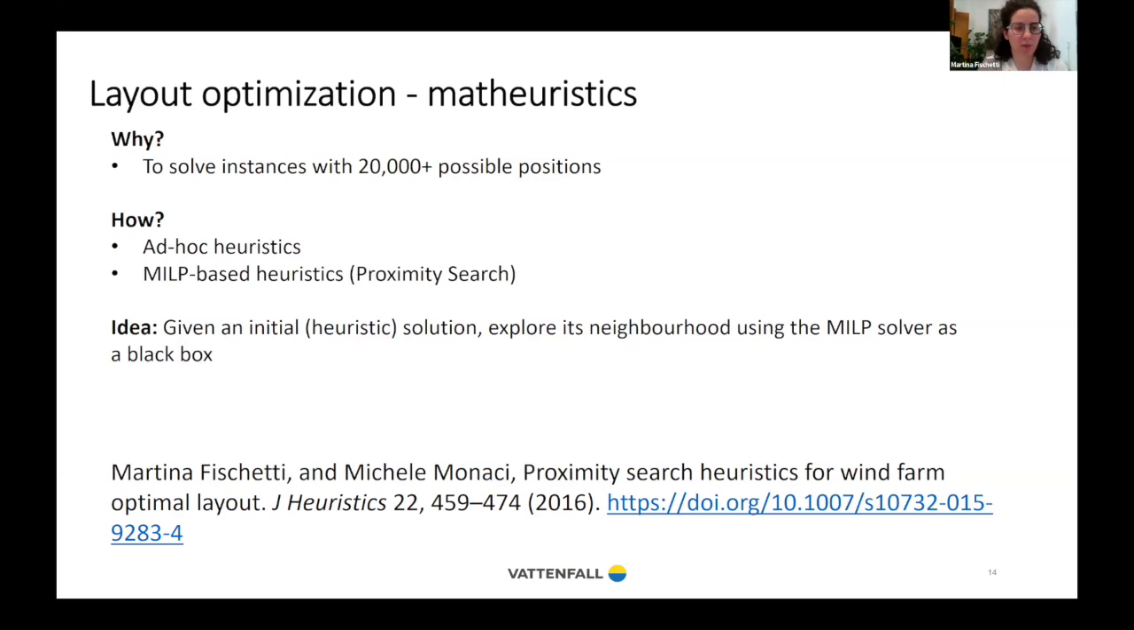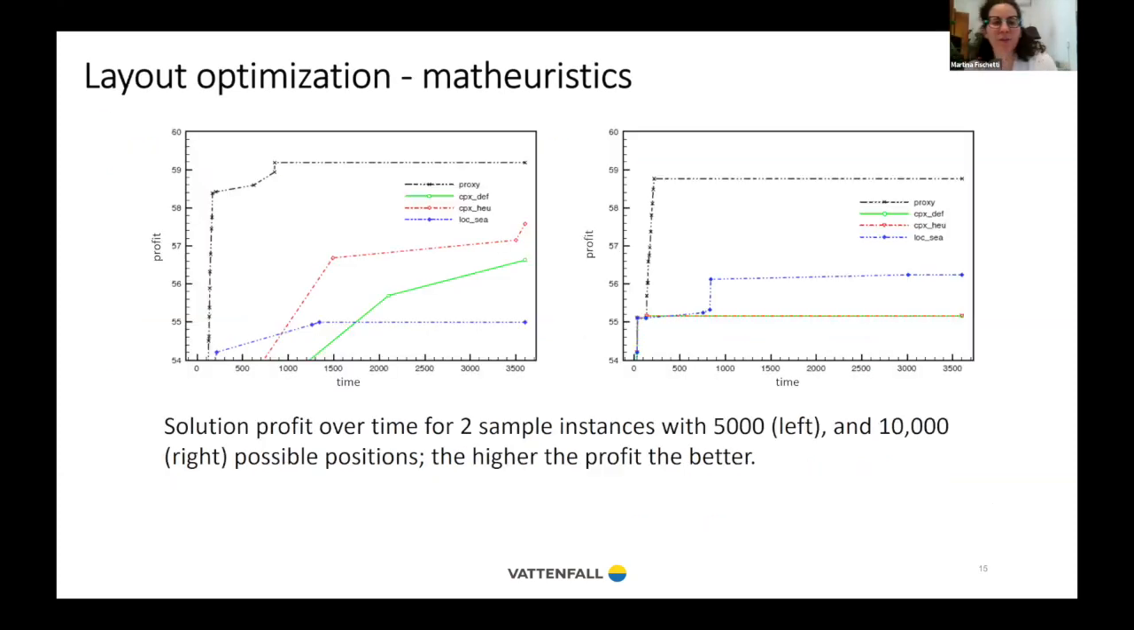Since the audience could be mixed, I will not go into a lot of details here, but I added a reference, so in the paper you can find all the details. The general idea is that given a heuristic solution, we explore the neighborhood of this solution using the MIP solver itself. So basically, we act on our mathematical model in this heuristic setting. So let's see a little bit of the results.